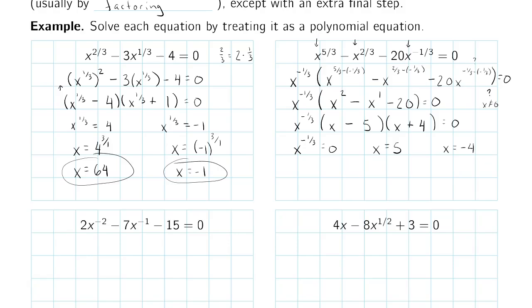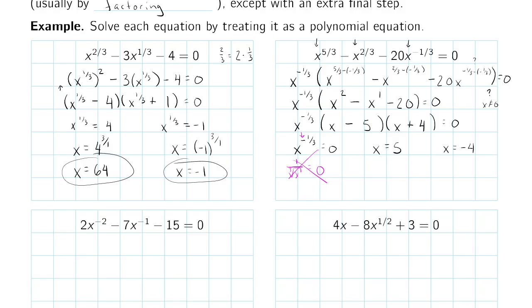Okay, and now I need to look at all of these numbers and see if these make sense. Can x to the negative 1/3 be 0? Well, I have a negative exponent here. So this represents 1 over the cube root of x. Can 1 over something ever be 0? No, that can't happen.